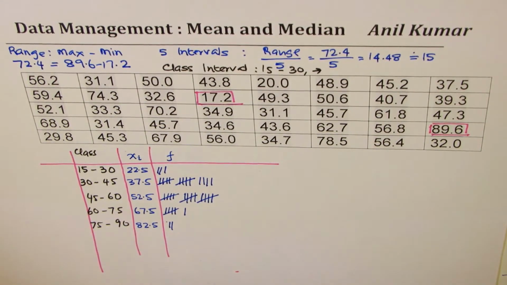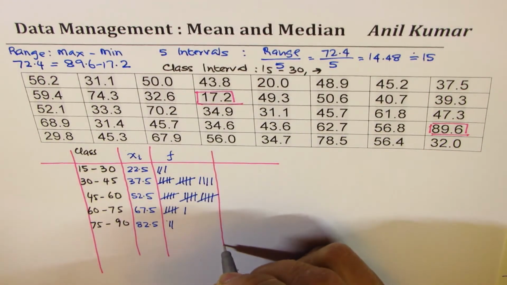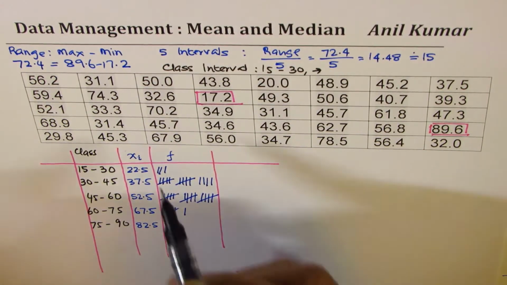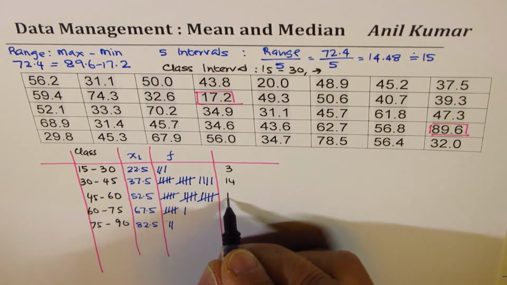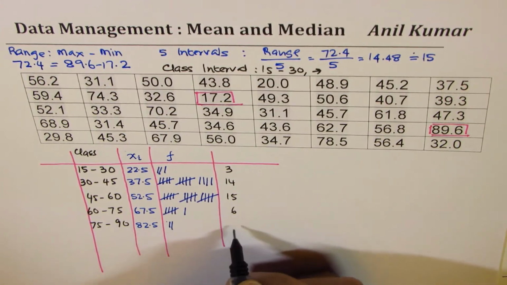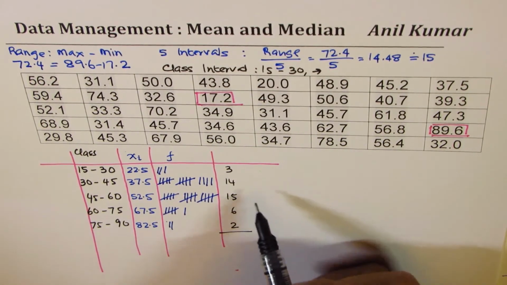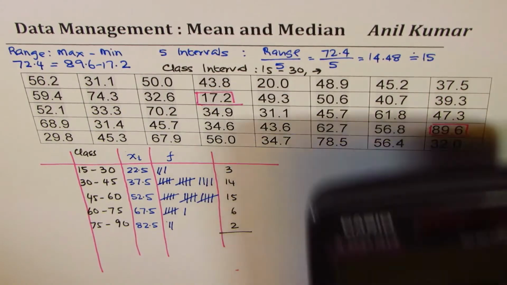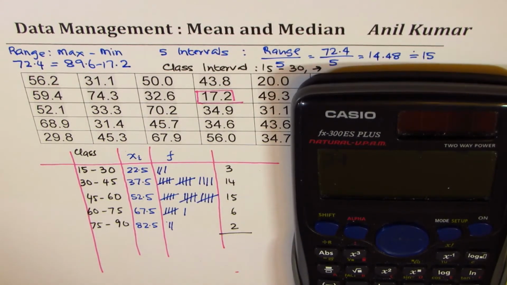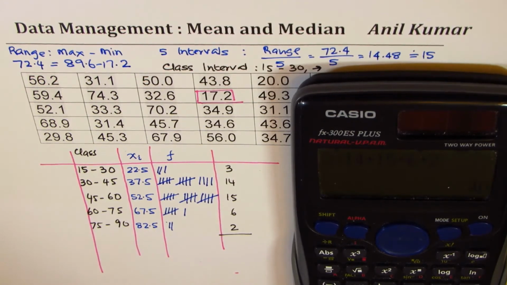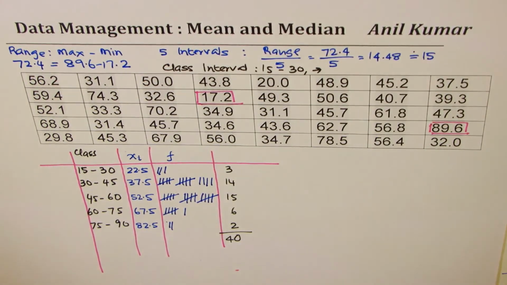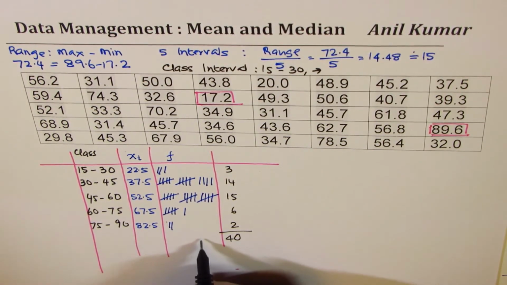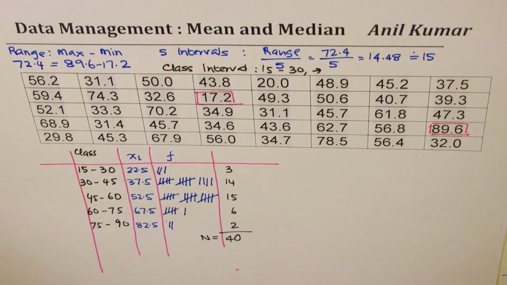So once you have this frequency, we can just count them and write the numbers, right? So the numbers are 3, 14, 15, 6 and 2. So let's add them up. So that should be 40, otherwise it's going to be misery, right? 3 plus 14 plus 15 plus 6 plus 2 equals 40. Thank God. So we didn't really miss any number, right? So that's a good check. So we know total numbers are n equals 40, correct?